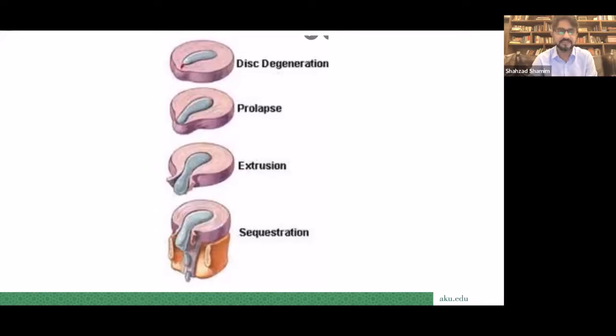The only indication of early surgery is if the pain is severe, the symptoms are severe, the patient does not want to wait longer for natural resolution of symptoms.